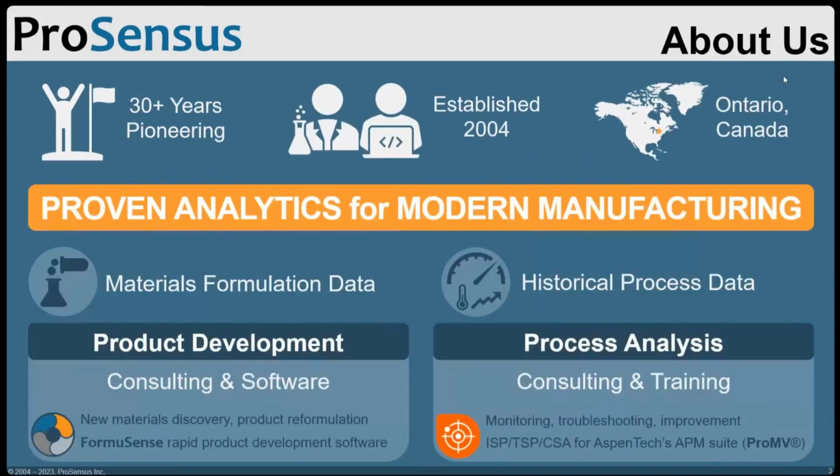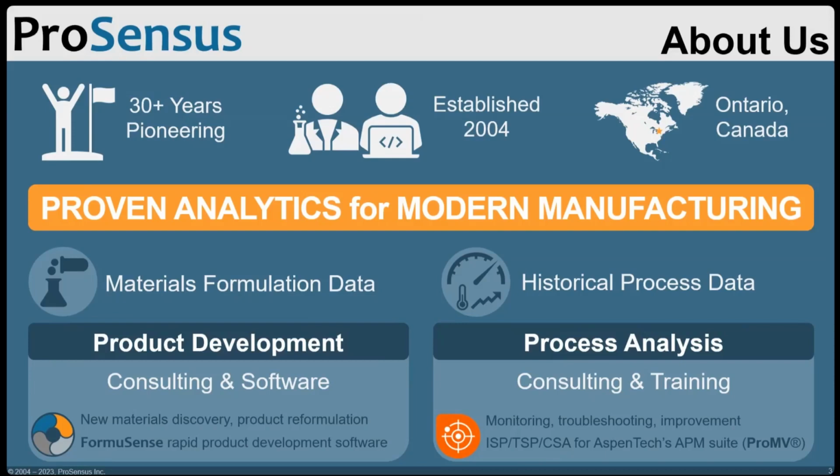So just a brief introduction to ProSensus. As many of you know, we were founded by John McGregor after he spent 30 years pioneering MVA at McMaster University and applying that to various manufacturing problems. And we were established nearly 20 years ago now, so quite a while, and we're located near Toronto in Canada.